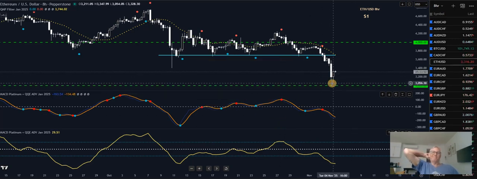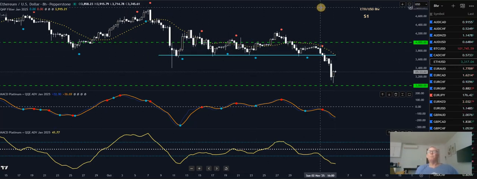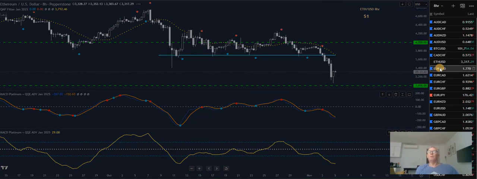There's 3,000. So big round numbers, that's all it is. Look at 4,000, it's a bit of a magnet, isn't it? Obviously 5,000 would be up there somewhere. So no trades on at the moment.